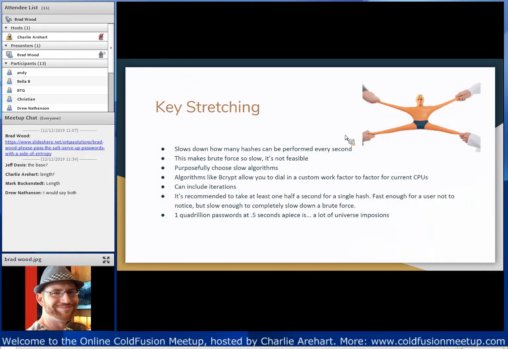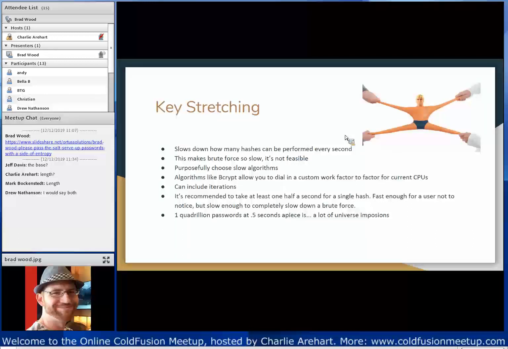So generation of these lookup tables and rainbow tables are not something hackers can do quickly. This is called key stretching, like our Stretch Armstrong guy there. So it slows down how many hashes can be performed every second. When hackers can do 350 billion hashes per second, it's really hard for us to store the password with enough entropy that they can't start creating all the possible combinations. So we want to make brute forcing so slow it's not feasible.